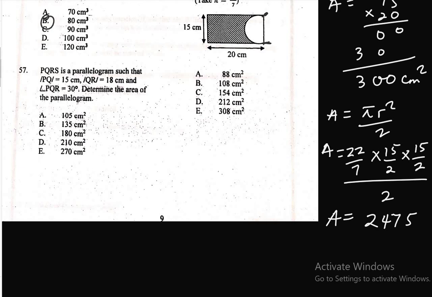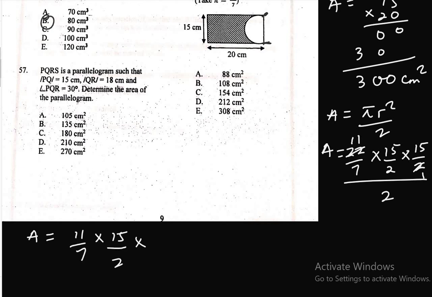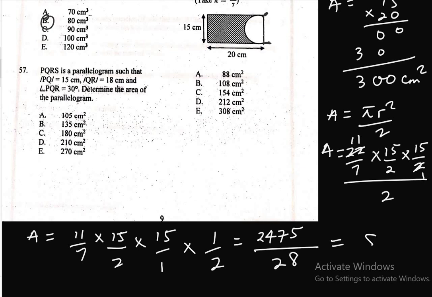All right, let's just take this again. Let's solve this. So the area here will be, 2 here 1 cancels into this 22 is 11. So we have 11 over 7 times 15 over 2 times 15 over 1. Divide by 2 is the same thing as saying times 1 over 2 in the denominator. So 15 times 15 times 11 will give us 2475. Now divide by what? 2 times 2 is 4, times 7 is 28. This will give me approximately 88.